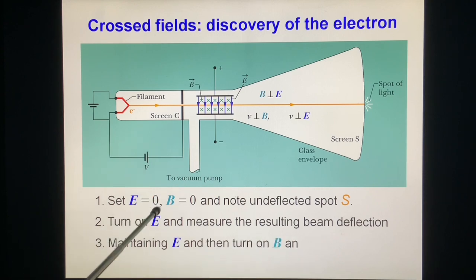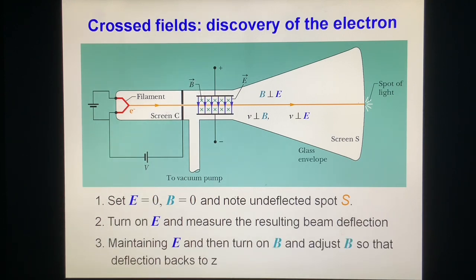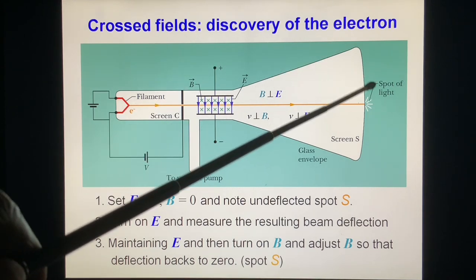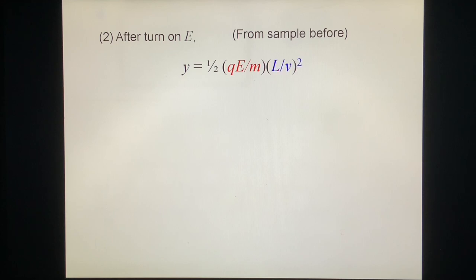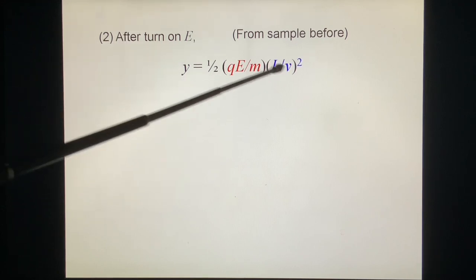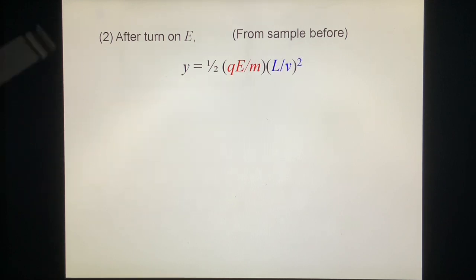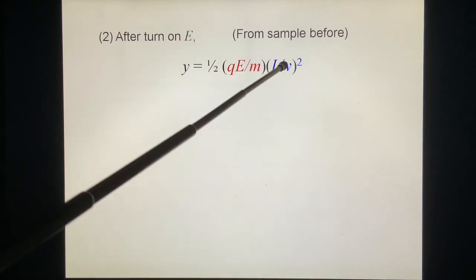Maintaining E, we apply B and adjust B so that the spot comes back to the original position. What does this mean? This means the force on the electron by the electric field is equal to the force by the magnetic field. After turning on E, as we learned in the previous chapter, the electron moves vertically with y equal to half a t squared, because vertically it has no initial velocity.